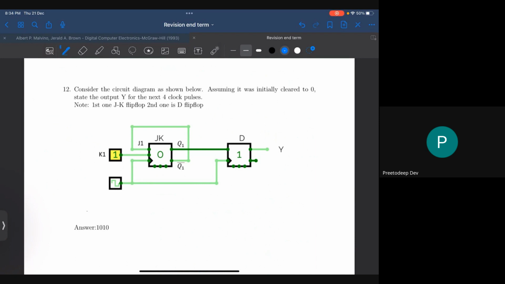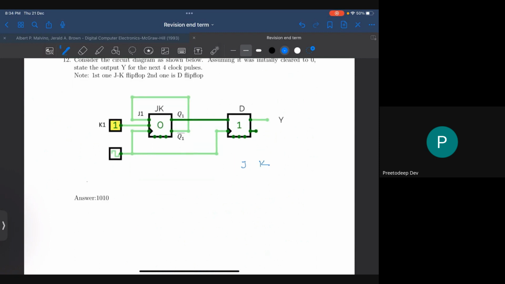This question was asked in quiz 2, right? This question is not quiz 2. I think it is a graded assignment. Okay, so consider the circuit diagram as shown below. Assuming it was initially cleared to 0, state the output Y for the next 4 clock pulses. Right. So you have to find the next 4 clock pulses.